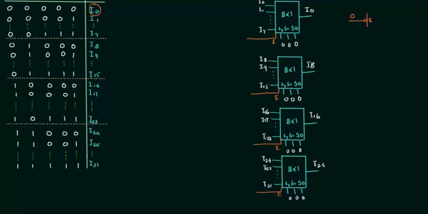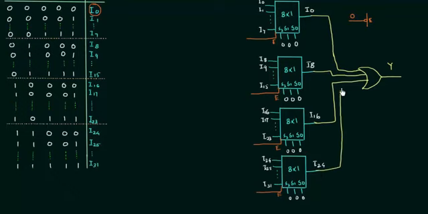Now we will use one OR gate. One OR gate we will use, and the output of this OR gate will act as the output of 32 cross 1 mux. In the same way, all the outputs of the 4 multiplexers will go to the inputs of this OR gate, and the output Y will be I0 or I8 or I16 or I24.